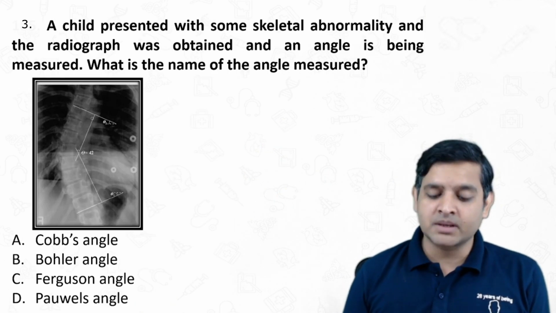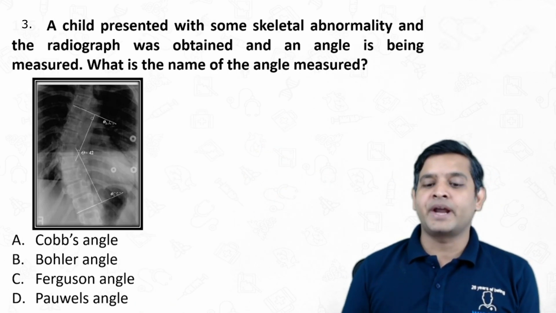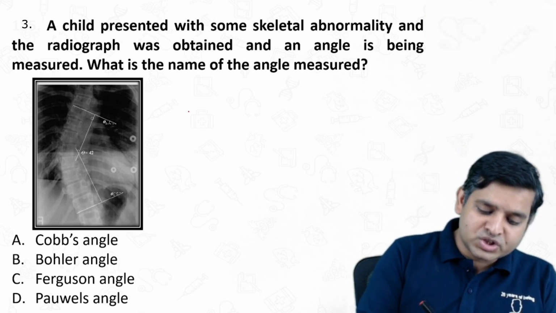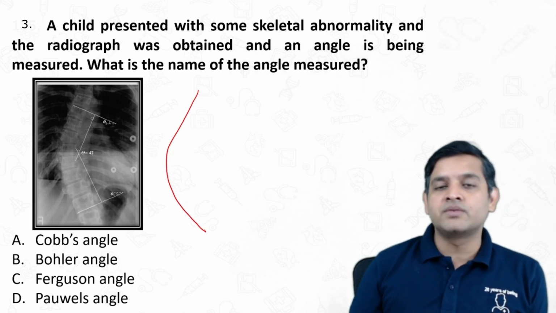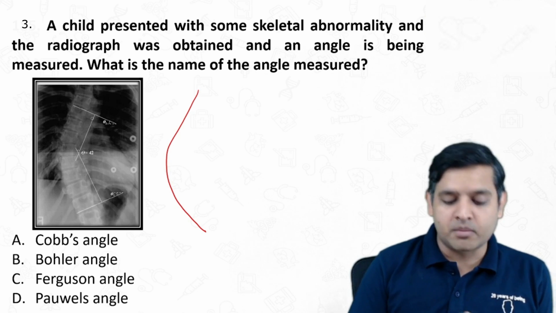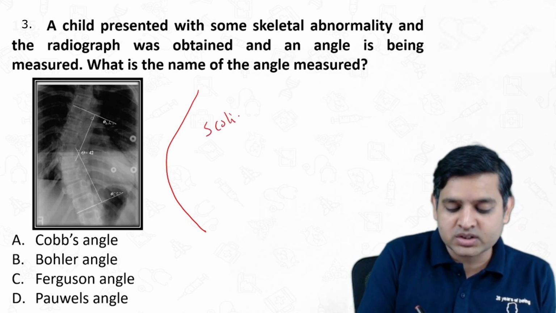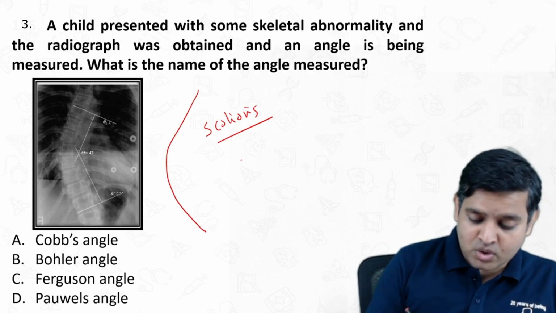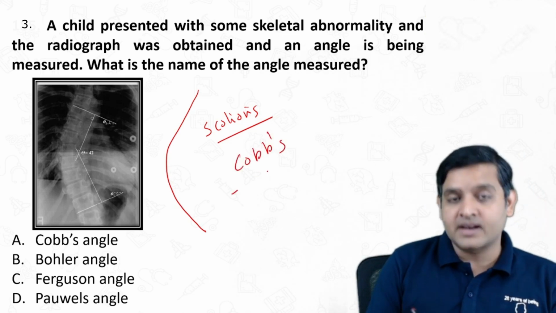A child presented with some skeletal abnormality and the radiograph was obtained and the angle is being measured. What is the name of the angle measured? So what you see is a curved back. You're seeing that the spine is deformed and this is nothing but a scoliosis. So once you have a scoliosis, you measure an angle which is called Cobb's angle.